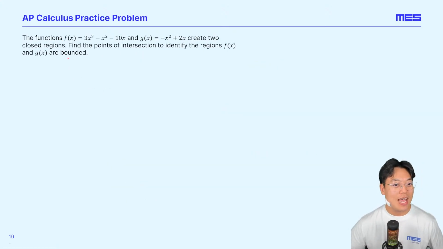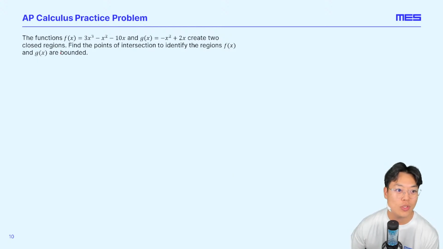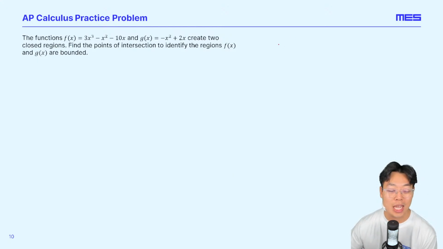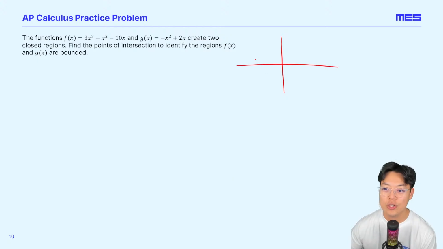The functions f of x and g of x create two closed regions. They create two closed regions. Now, what does that mean? This is from an AP Calculus problem. Two closed regions might mean something like this.